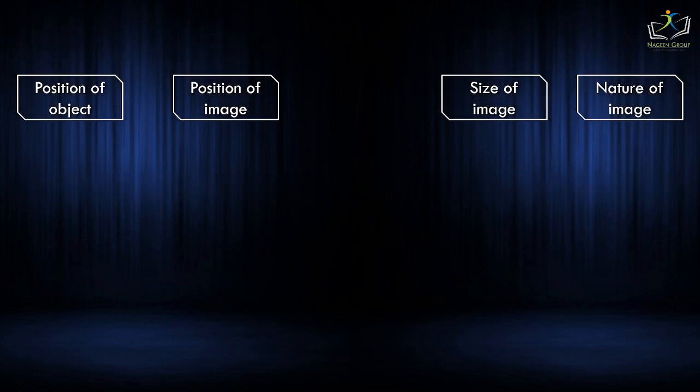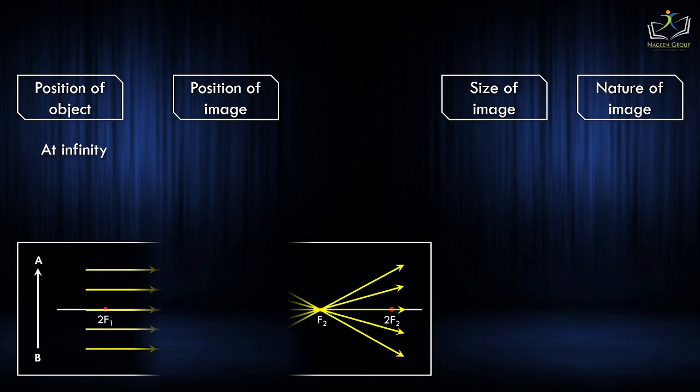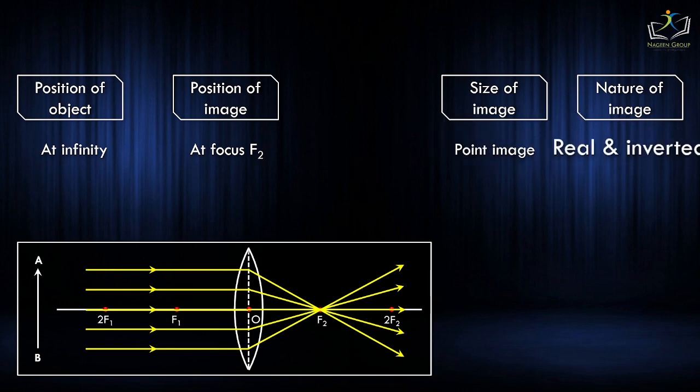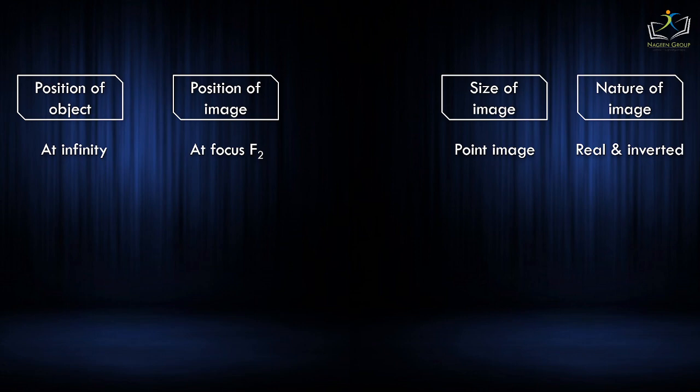We have placed the object first at infinity. At infinity, if we place any object, we see the image formed at the focus. The size of the image, we say, is point size. The nature, we say, is real and inverted.